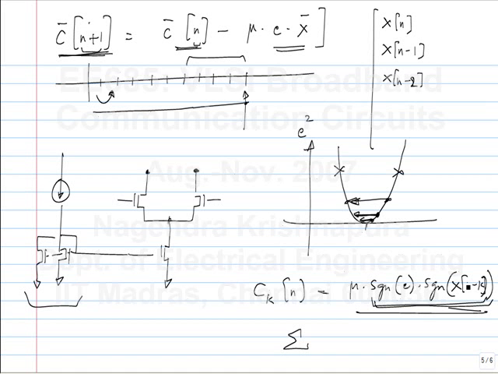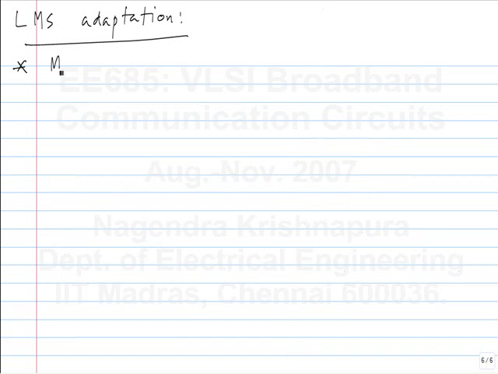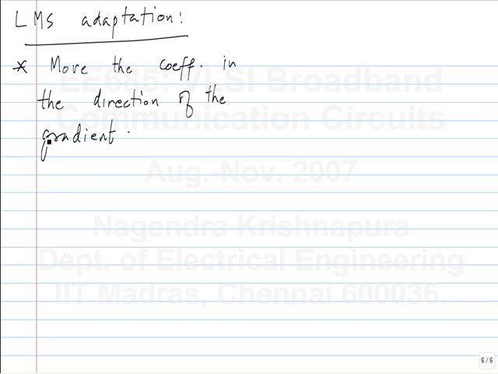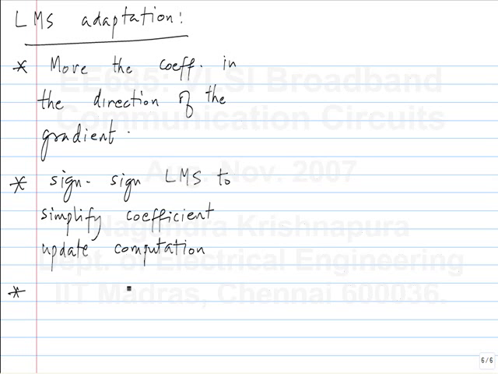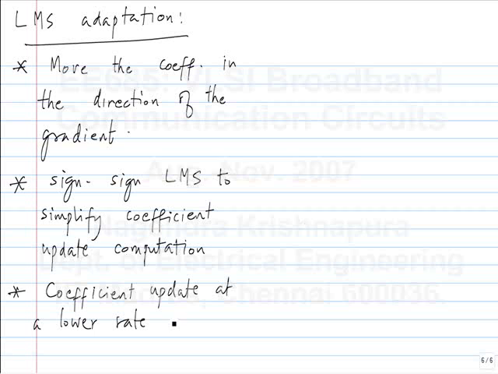So these are practical things that you have to do. Firstly, you have to operate it slower so that you don't burn so much power in the adaptation engine. And secondly, you also do averaging so that you don't get a lot of chatter in the coefficients. So you move the coefficients in the direction of the gradient. Okay, that's the basic principle. You use sign, that is, you take the sign of the error or the sign of the gradient, or at least one of them, to simplify the coefficient update. And the coefficient update itself is run at a lower rate. When I say lower rate, it's lower compared to the data rate.